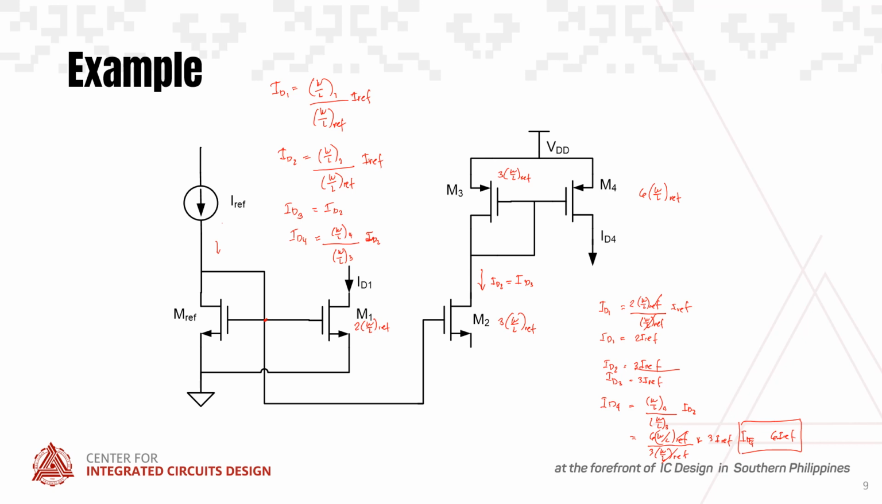So that's how we can get a fraction or a factor or a multiple of IREF using a current mirror. As you can see, this ID1 can be used to bias a source follower, and this ID4 can be used as a bias also for a common source amplifier. Let's take a look at it on the next slide.